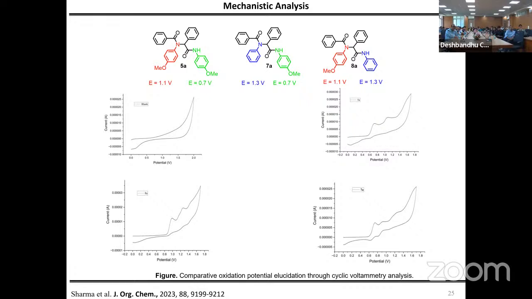And generally, in electroorganic synthesis, the lower oxidation potential has a high tendency to oxidize first.